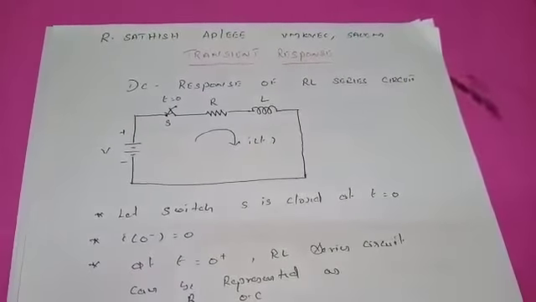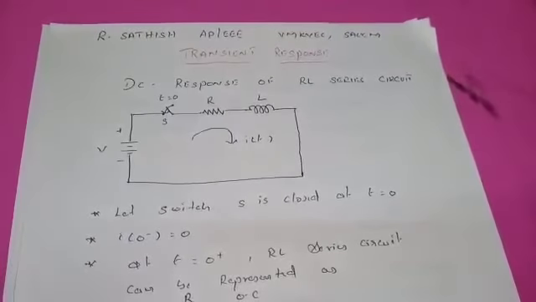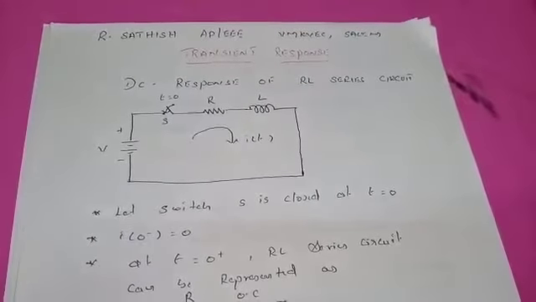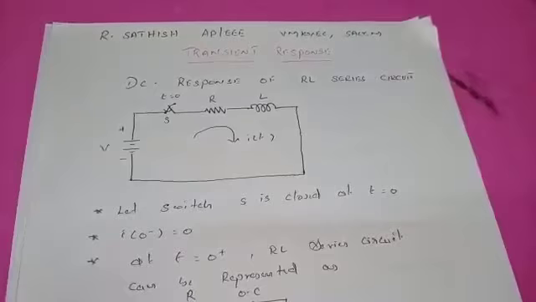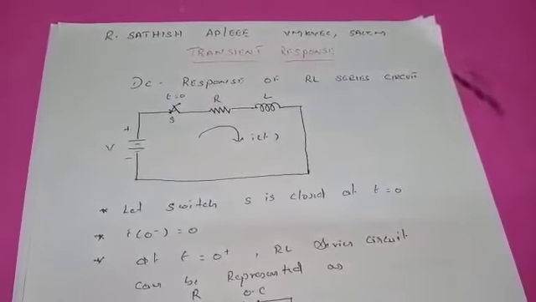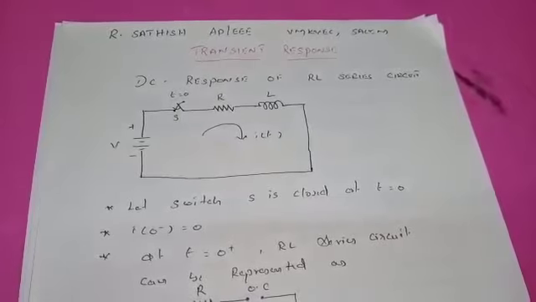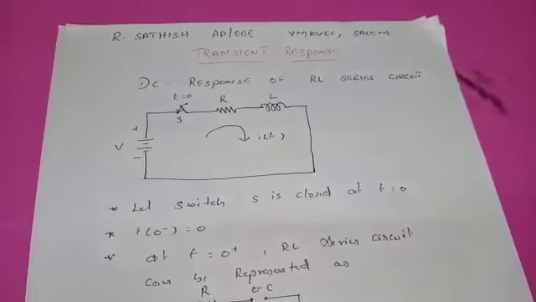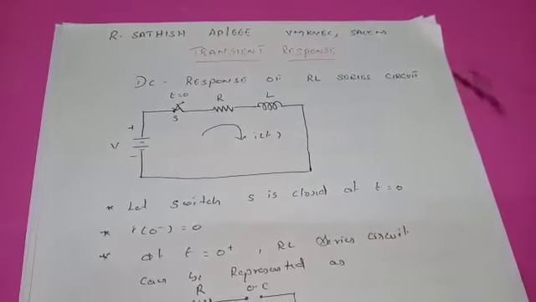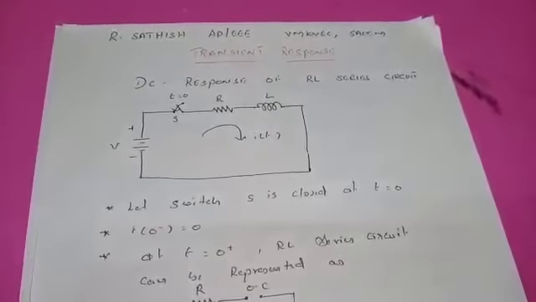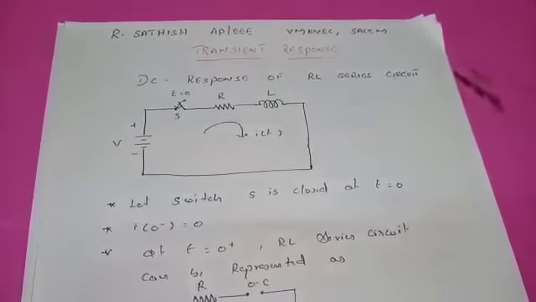Today our topic is transient response. That is, we are going to see the derivation of the DC response of an RL circuit. Here we have the pictorial representation of the RL circuit, which consists of a voltage source, switch, resistor and inductor. All are connected in series.